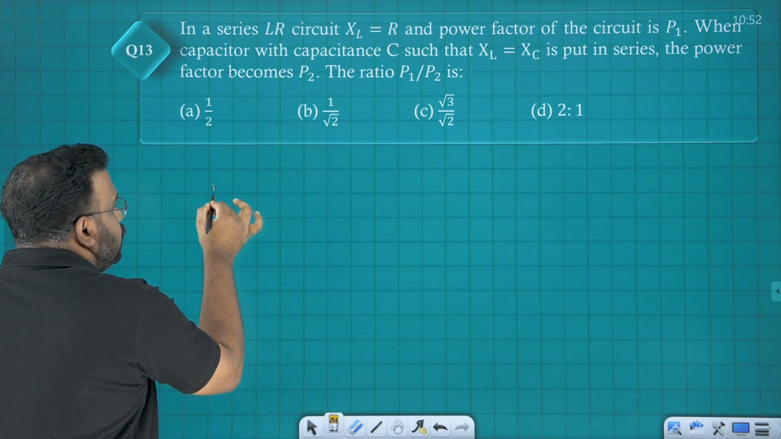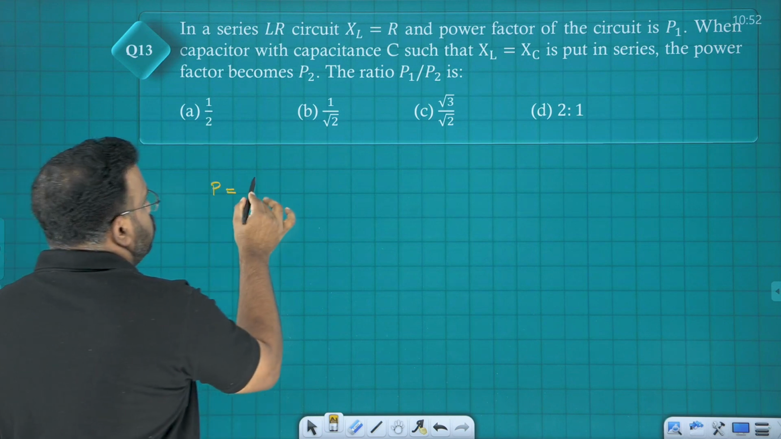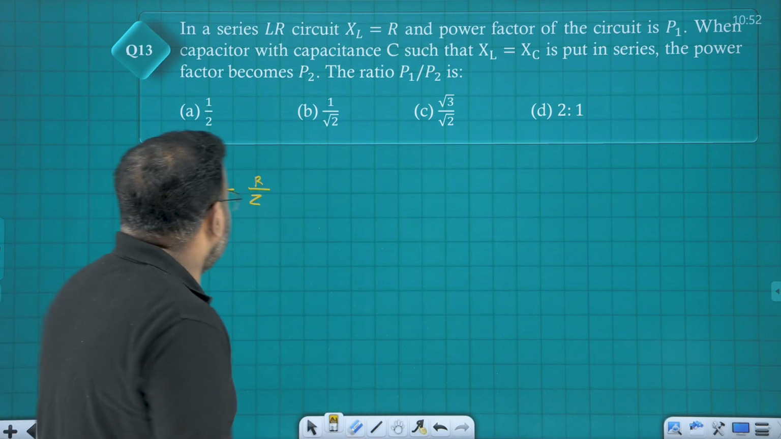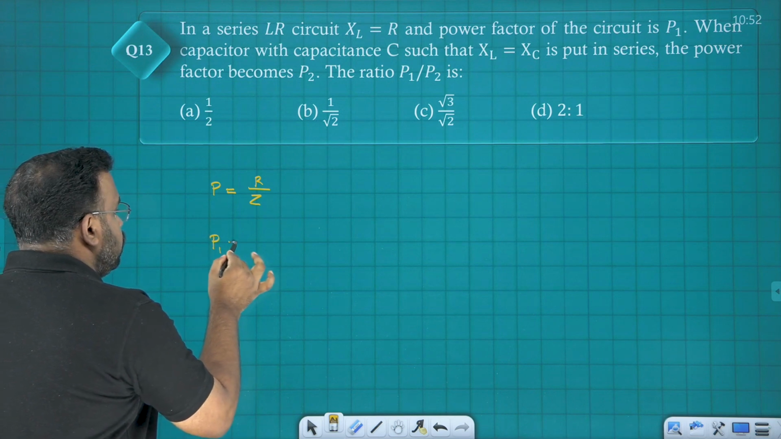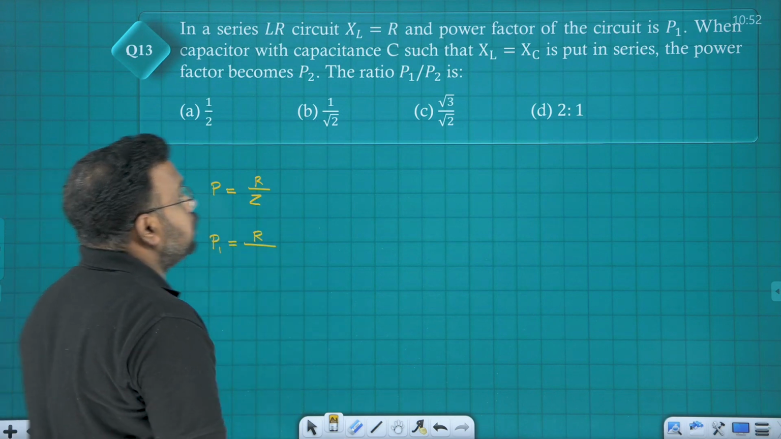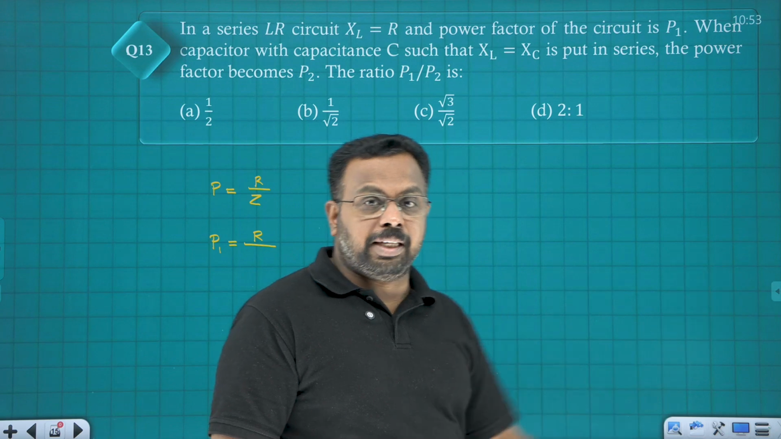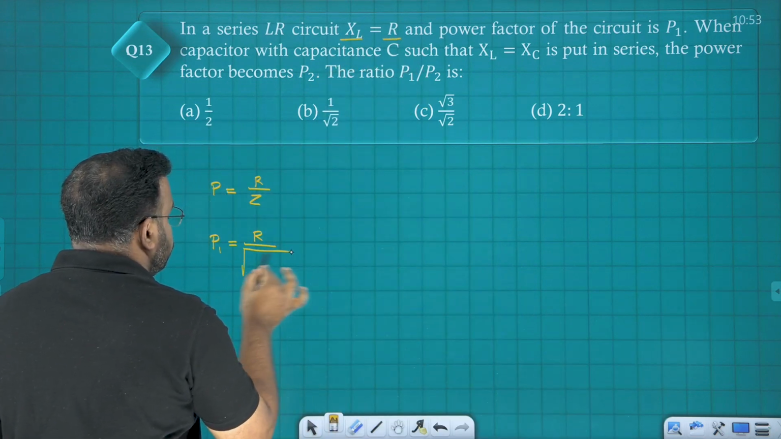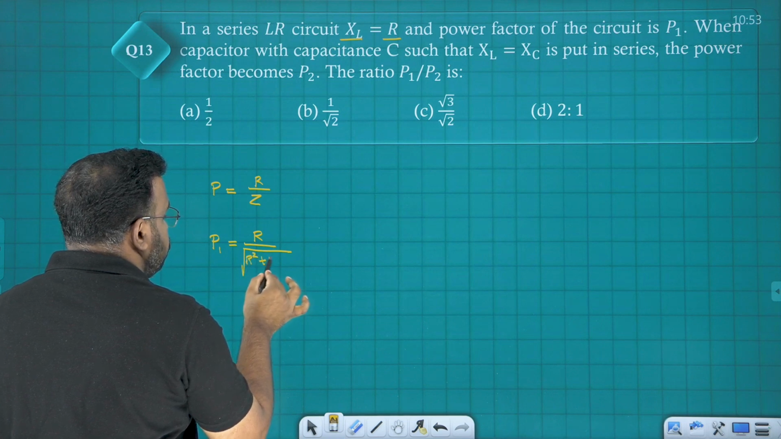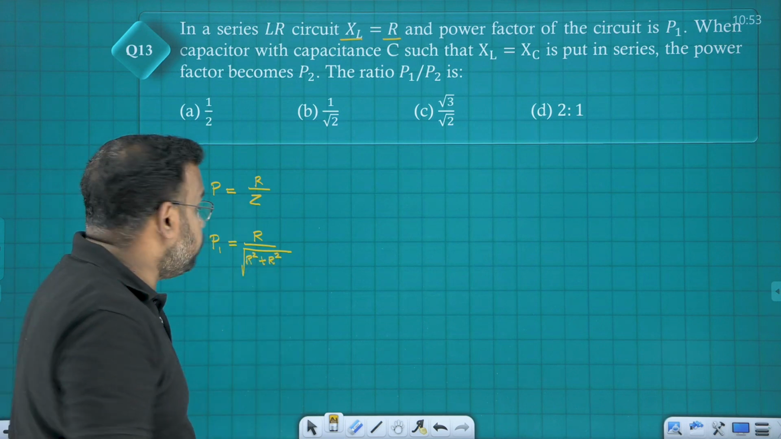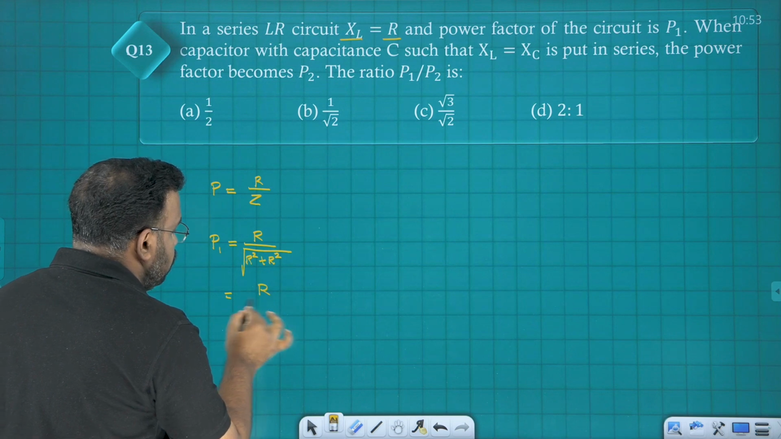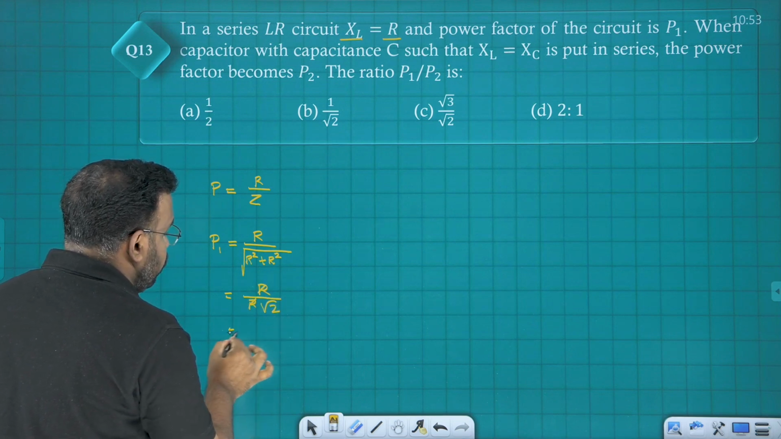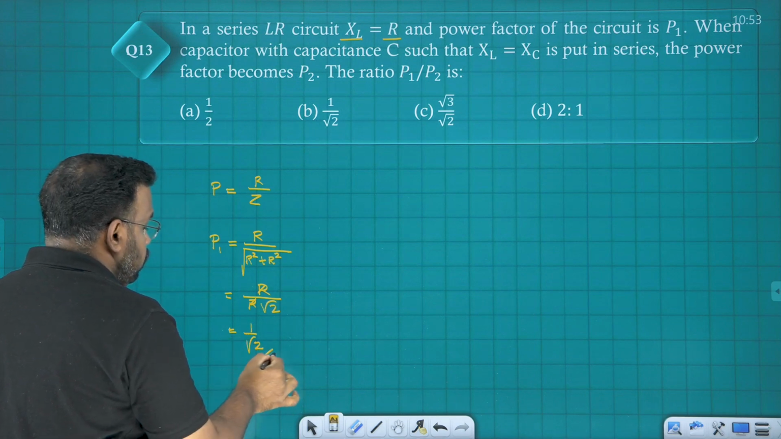So what is the formula for power factor? You know that power factor is equal to R upon Z. So P1 is equal to R by, what is Z in an LR circuit? Root of R square plus XL square. But it is given XL is equal to R. So root of R square plus R square. That means R by R root 2, or root 2R. So P1 is 1 by root 2.